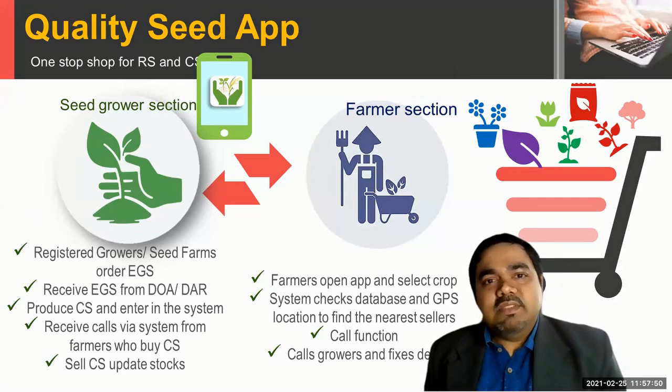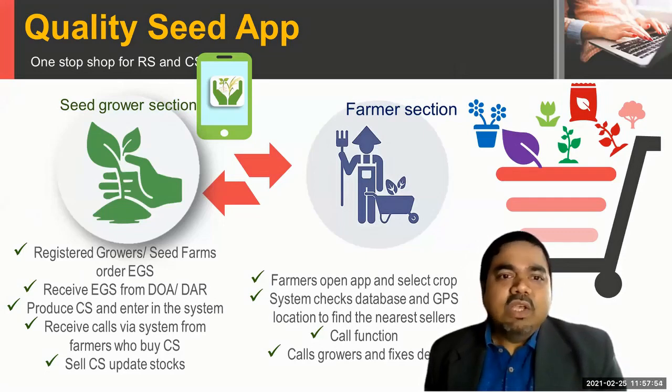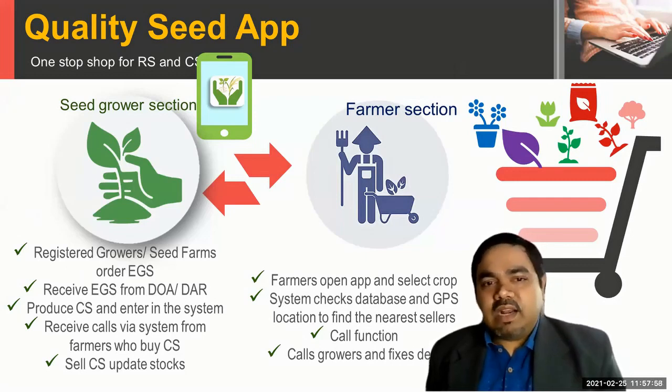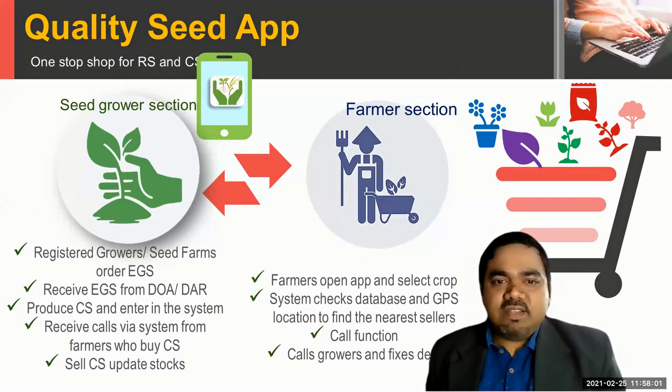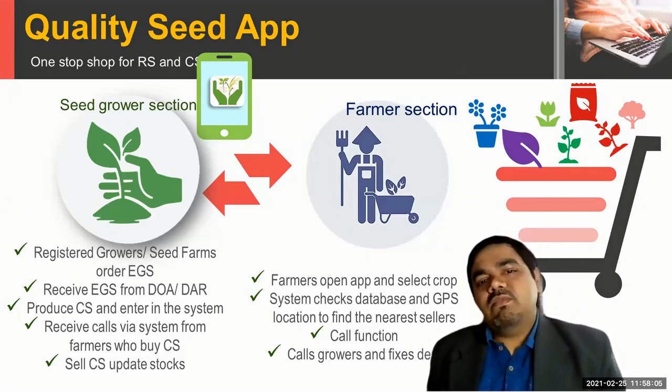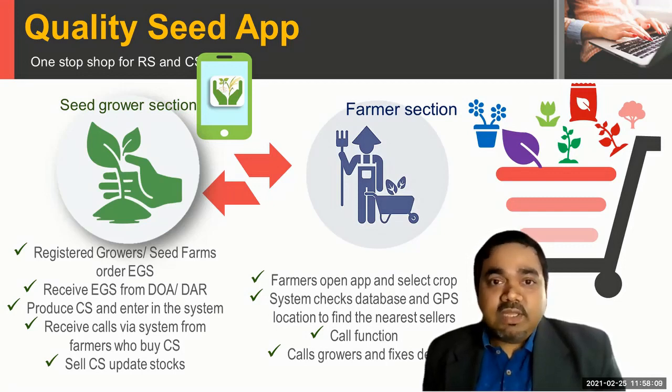So this quality seed app has a seed grower section and it has a farmer section. So the registered seed growers can order the early generation seed. They receive the early generation seed from the DOA, produce the CS, receive the calls. These are all the functions that can be done using a login function through the seed grower section.